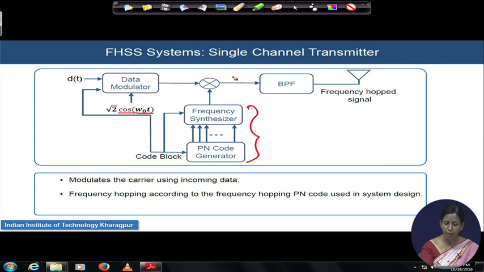The signal obtained at this point is already the spread signal, the frequency hopped spread signal, which is further passed to a band pass filter to give it a proper shape, and to finally form the frequency hopped signal that will be transmitted via the antenna. Remember, in the whole system design, this code will be performing the key part of the design, which will be uniquely known to a specific transmitter and the intended receiver.